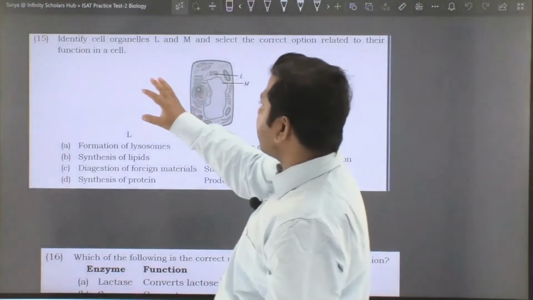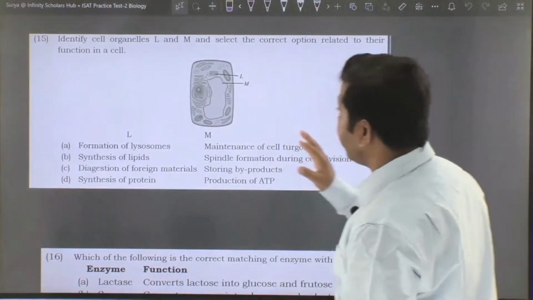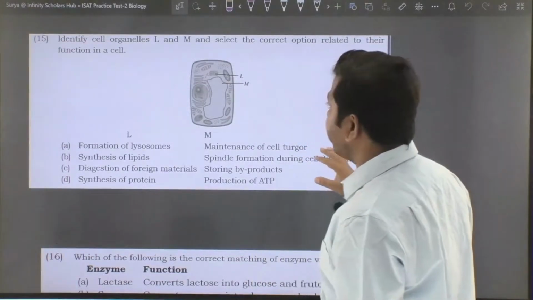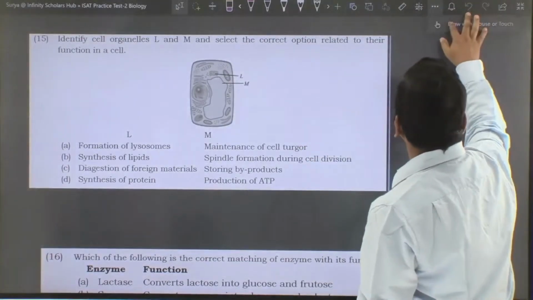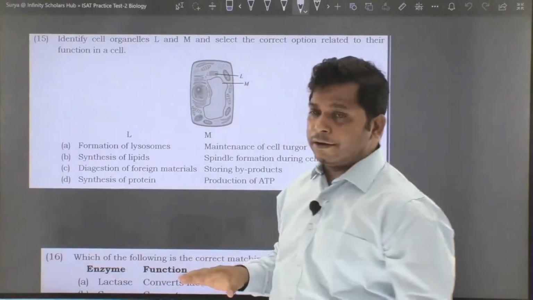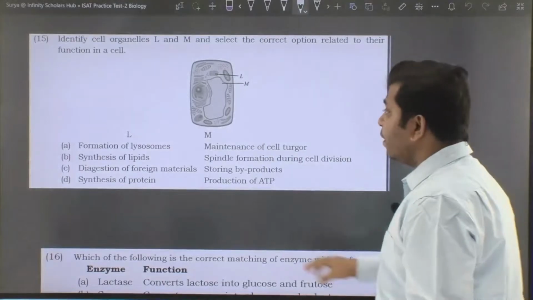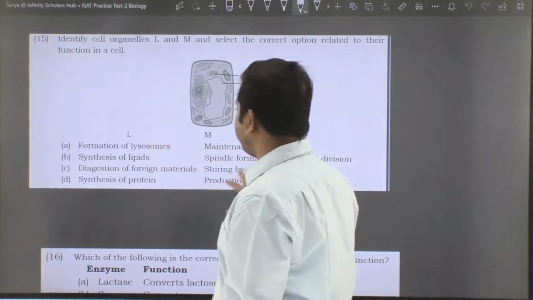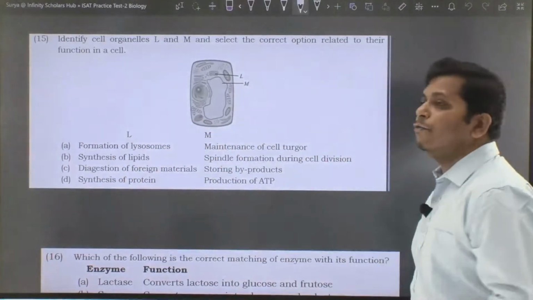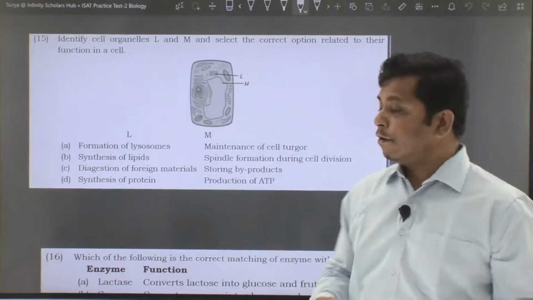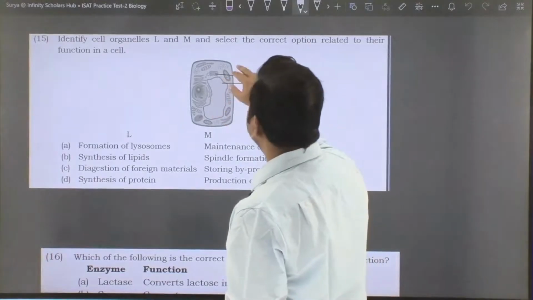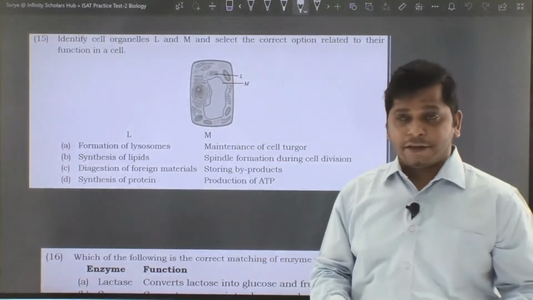In this, identify cell organelles L and M and select correct options related to their functions in a cell. So there are different cell organelles given here, but two of them are labeled as L and M. And there are various options regarding the functions of L and the functions of M, and we have to choose the correct option from that. Okay, very simple. But before answering these, let us look at what these organelles are. That will simplify things.